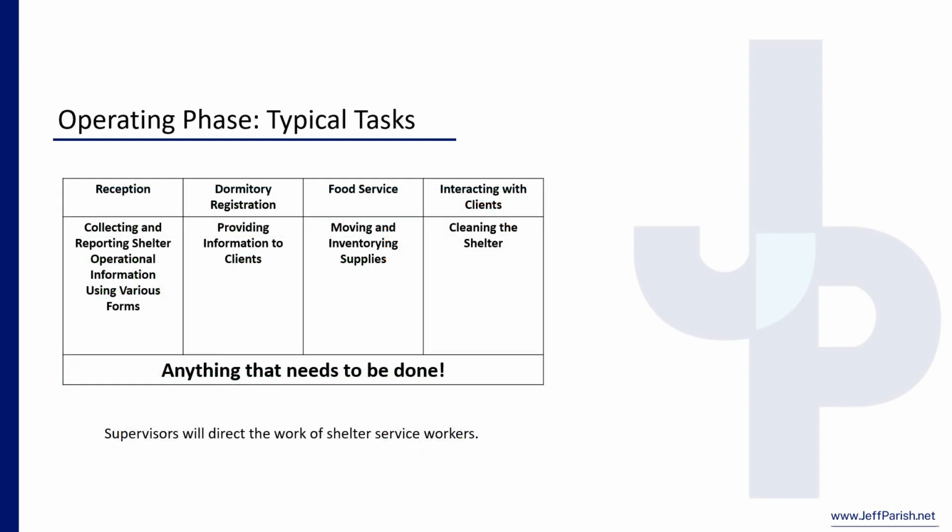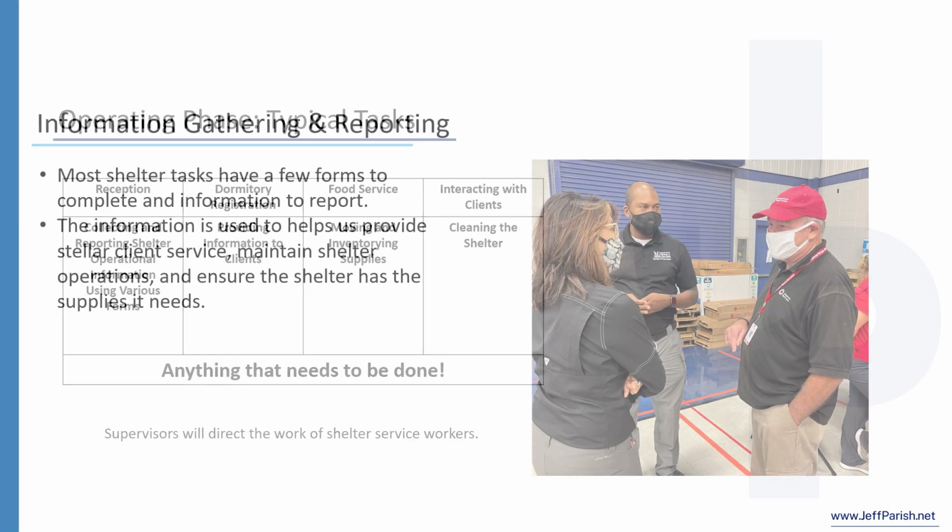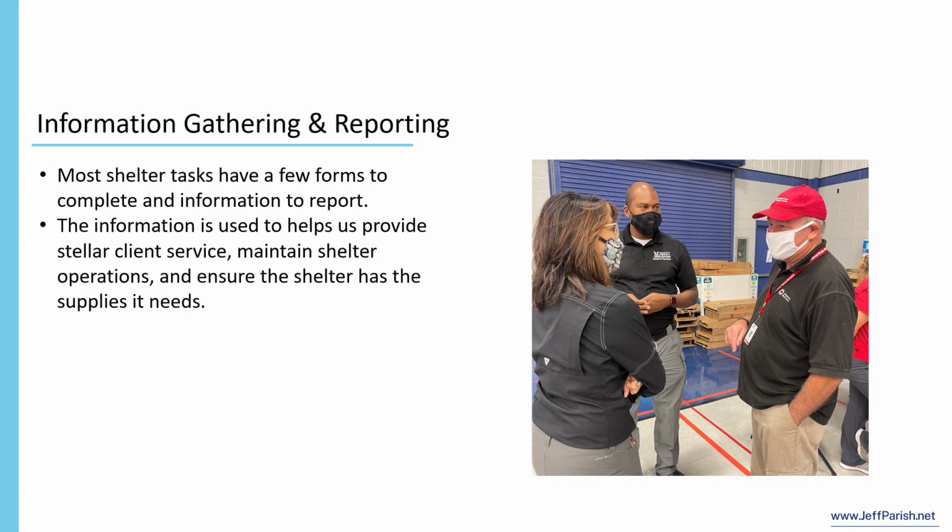Here are some of the typical tasks when we get to the operating phase. You could be working in reception, the dormitory registration, food service, interacting with clients, collecting and reporting information, providing information to clients, moving and inventorying supplies, and cleaning the shelter. There's a lot of information we need to gather while we're in the shelter, and much of that needs to be reported up to the EOC. This will help us provide excellent client service, maintain the operations, and make sure that you have all the supplies on hand that you need.